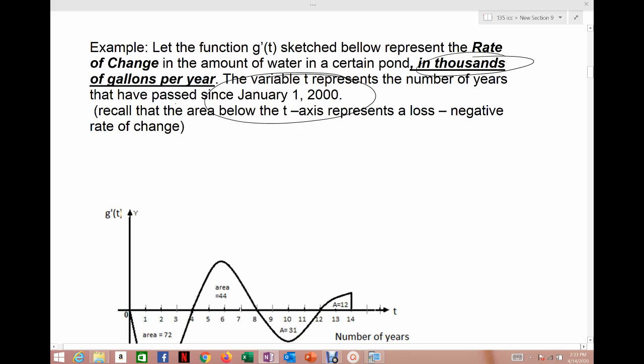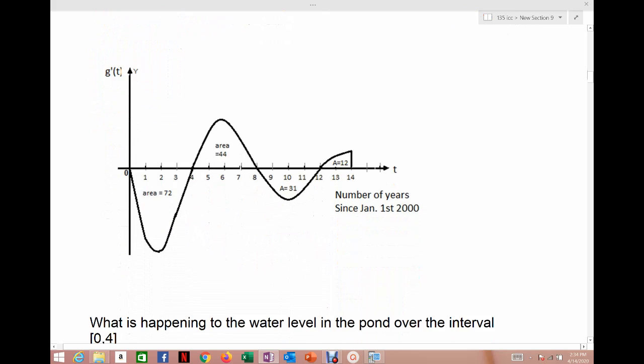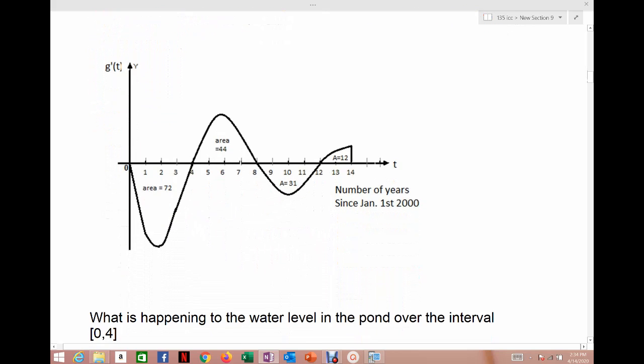We're starting in January, so the study started in 2000. That's time 0. Remember, the area below is negative, a loss, and the area above is positive. So here is my derivative graphed. Again, time is years after 2000. Remember, g prime is the change in water level, in thousands of gallons per year.